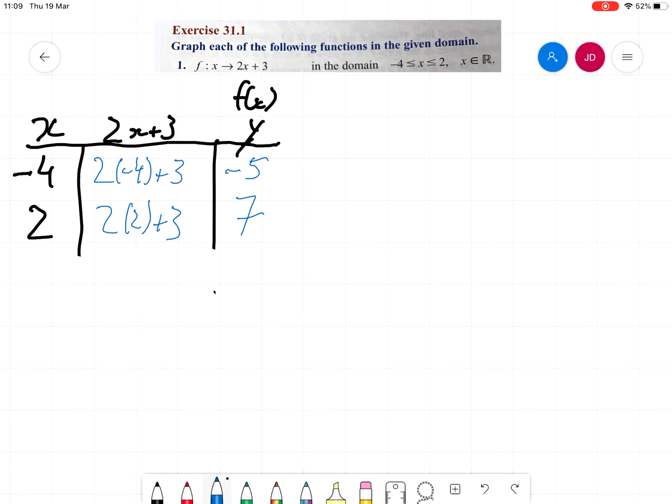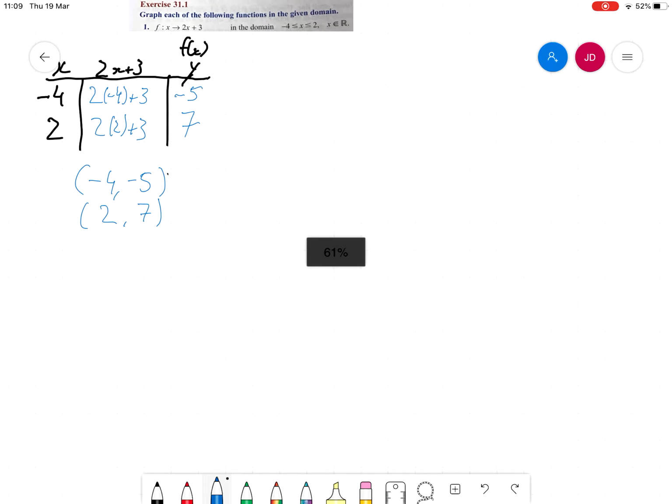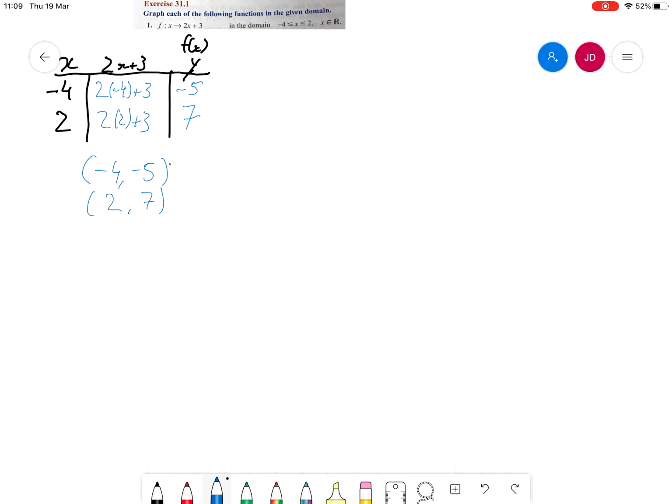Now we can match up our points. So our x value is minus 4, my y value is minus 5, so now I have a set of points that I can plot. My x value is 2, my y value is 7, and now I have a second set of points I can plot. Now what I need to do, taking this information, is draw a graph with this.